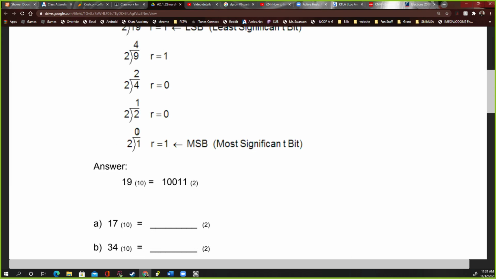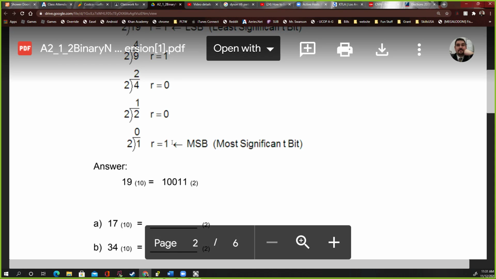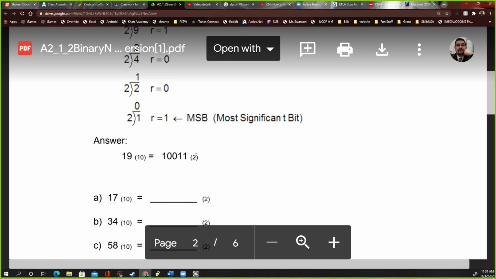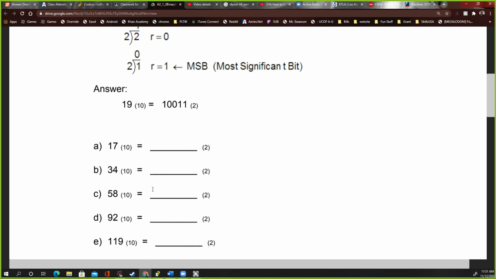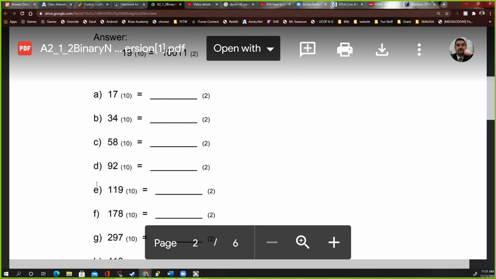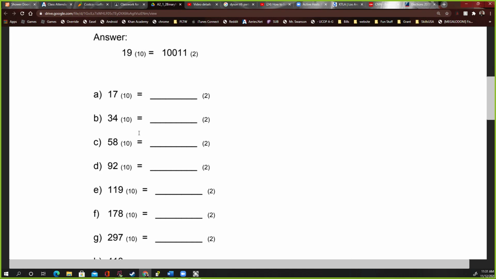So once you cannot divide anymore, you're done dividing. Then you just write these remainders, whether there was a remainder or there wasn't, and then you just put them in order. And this just pretty much says whether there was a remainder or not. So your work is to do these in your notebook or whatever, and then you send me the answers here.